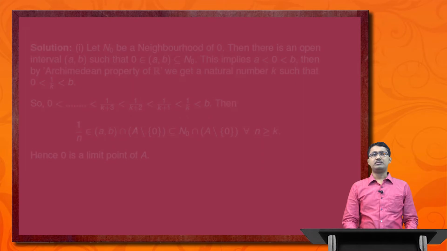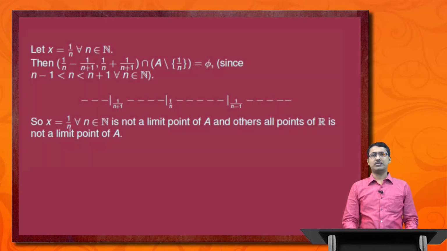Next, if we take x equal to 1/n for all n in the natural numbers, then we consider the open interval (1/(n+1), 1/n + 1/(n+1)... that is, an interval around 1/n. That open interval intersection (A minus {1/n}) is always φ, since n+1 is strictly greater than n, and n is strictly less than n+1 for all natural numbers n. From the picture it is obvious that the intersection is equal to φ. So x equal to 1/n for all natural numbers n is not a limit point of A. Similarly, we can always show that other points of R are not limit points of A.